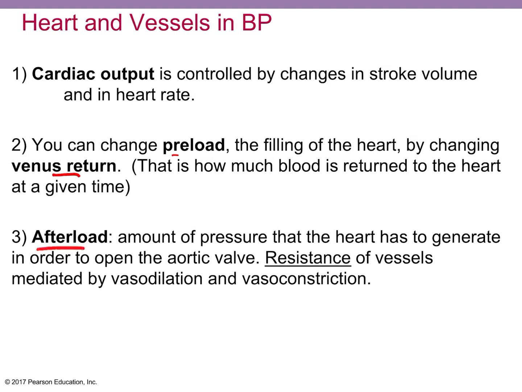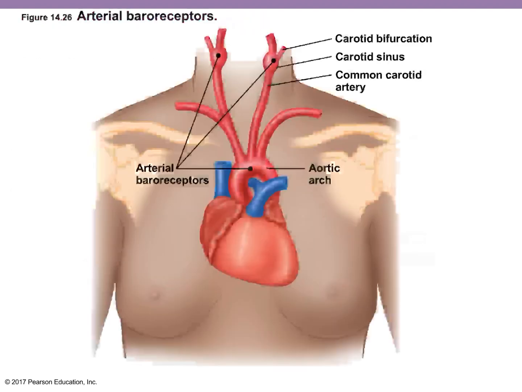Remember afterload, the amount of pressure that the heart has to generate in order to open up the aortic valve. And that afterload is going to depend on the resistance, because if you have a high resistance in your blood vessels, then it's going to push back on the afterload. So let's take a look at what factors control your mean arterial pressure, and this is letter B.